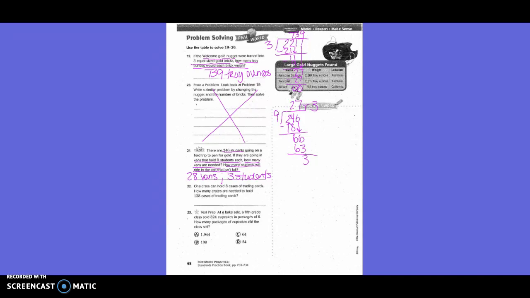Number 22, one crate can hold 8 cases of trading cards. How many crates are needed to hold 128 cases of trading cards? So we underline 8 cases. Divided by. And then how many crates are needed to hold 128 cases of trading cards? So we said we would take 128 divided by 8, and we got 16.